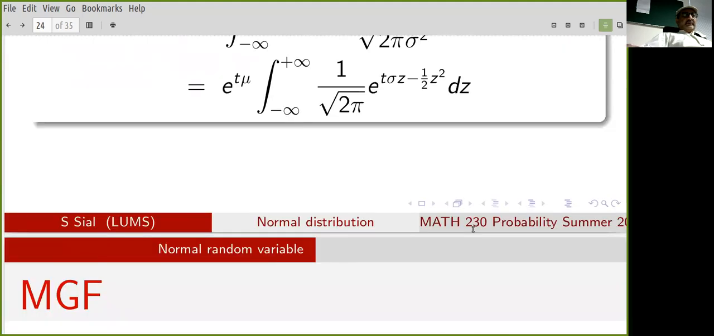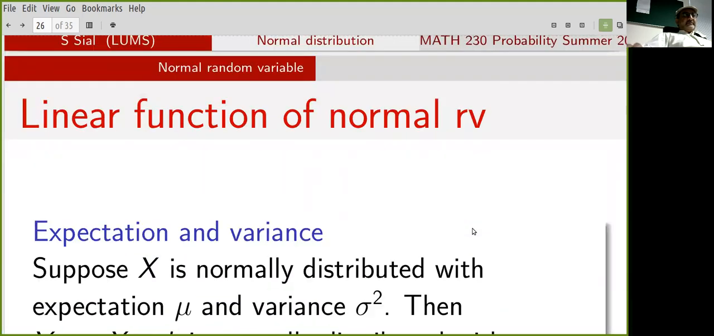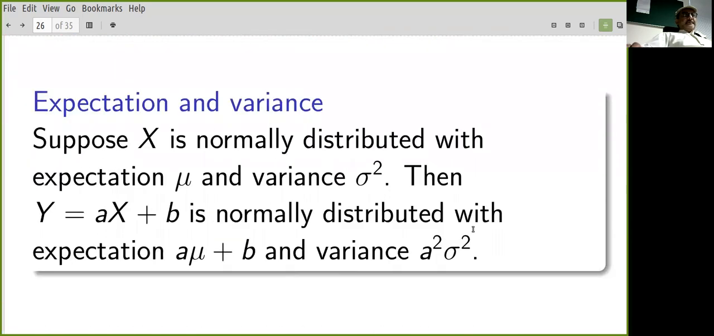Skip the moment generating function discussion. Okay.